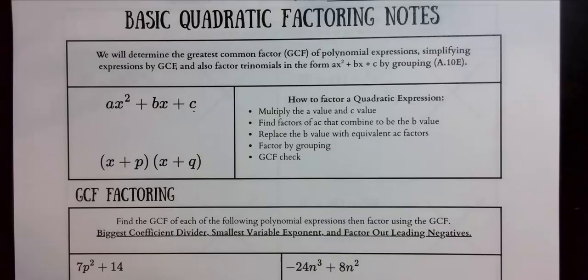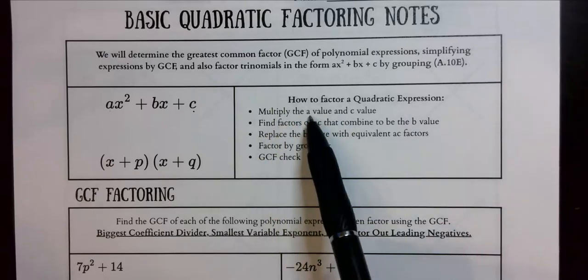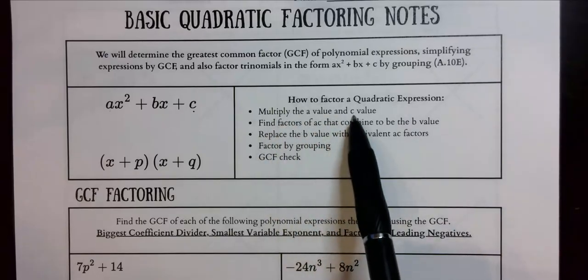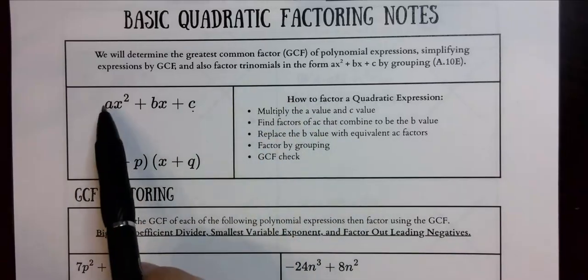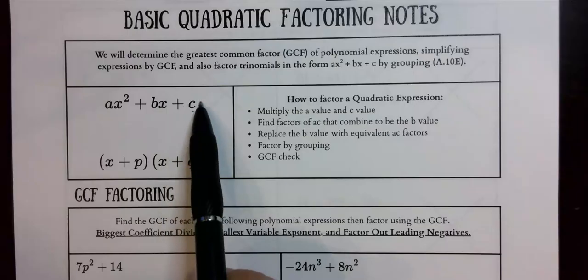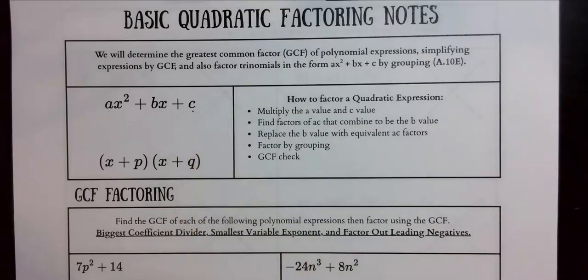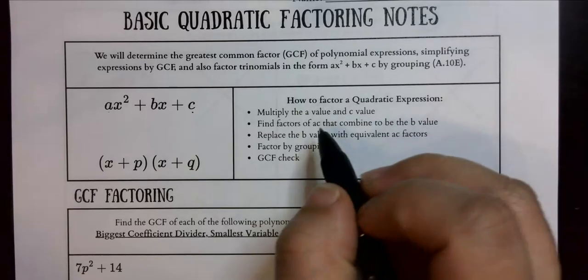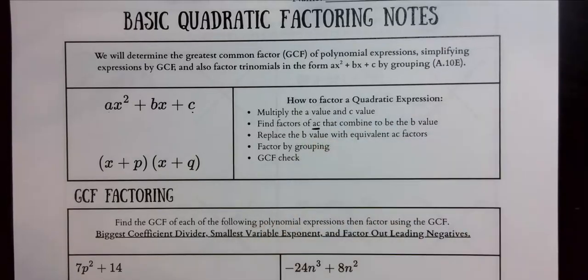So before we get started, let me go ahead and point out a couple things. Step number 1 says to take the A value and the C value and multiply it. So you're going to look at the A, which is the first number, the C, which is the last number, and you're going to multiply them. And that's going to give you a different number. We're going to call that number AC, because we get it by multiplying A and C.